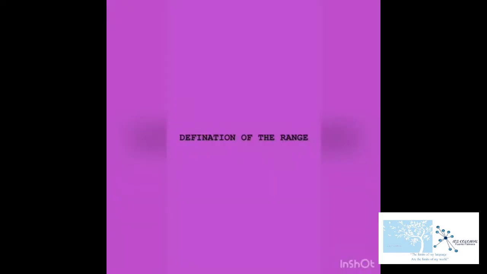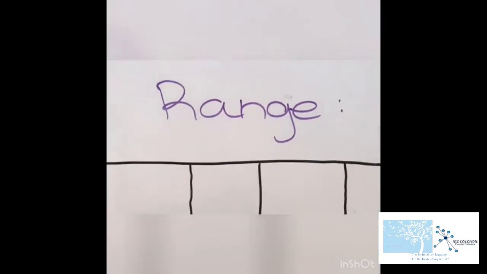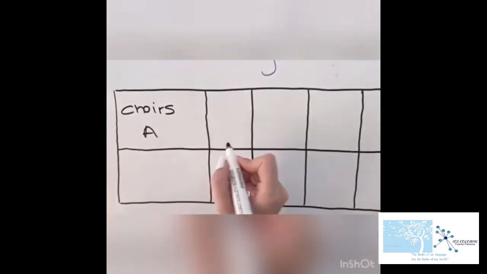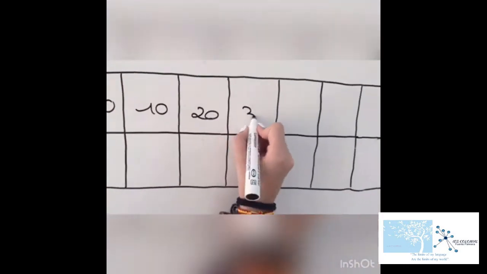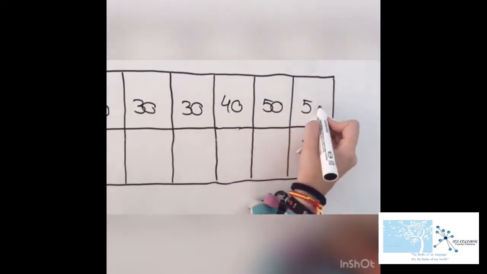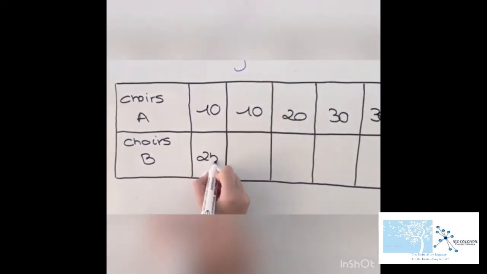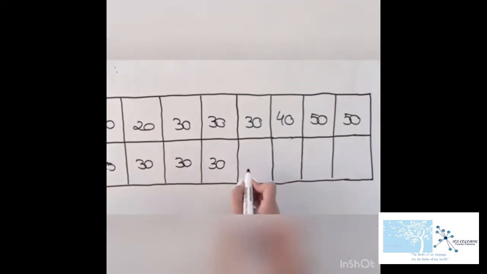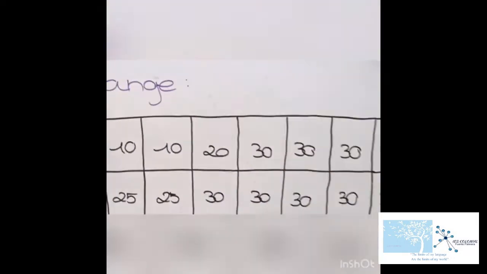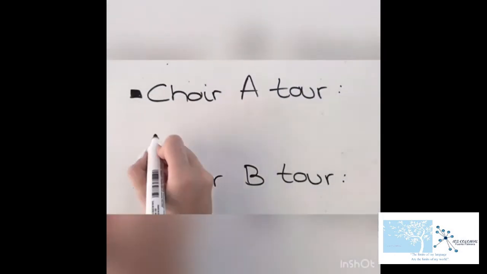And finally, I'm going to explain the range and I will give you one example. It is calculated as the difference between the largest value and the smallest value of the statistical variable. To find the range of each chart, we use this table. And it's the solution of this example.